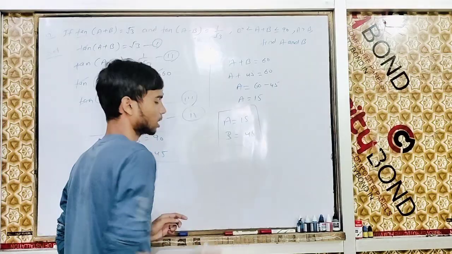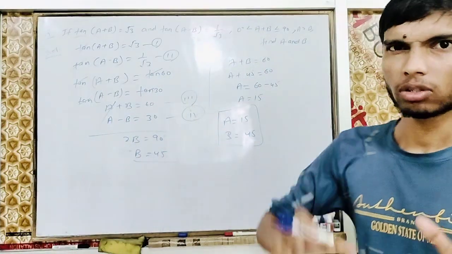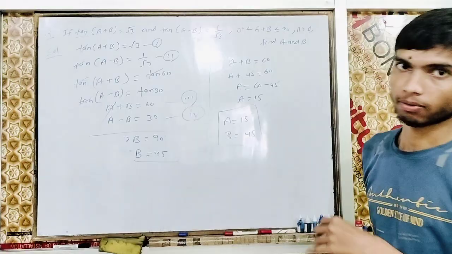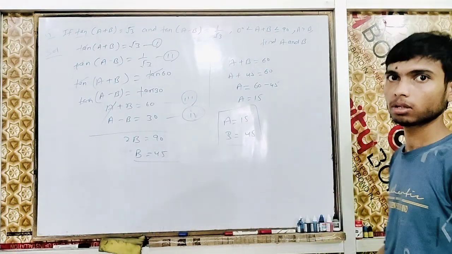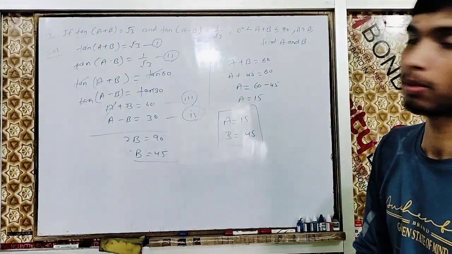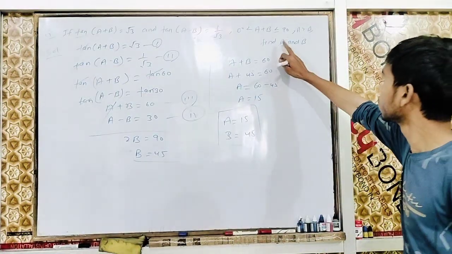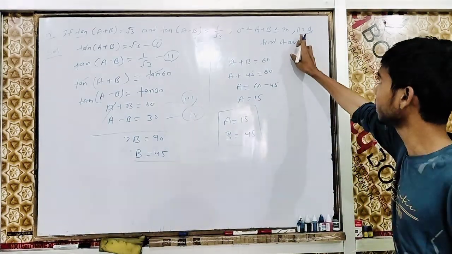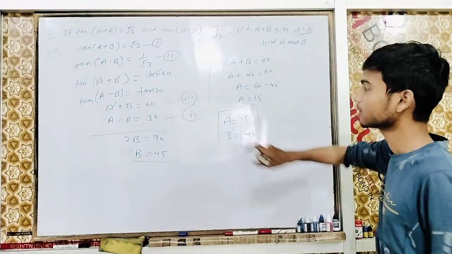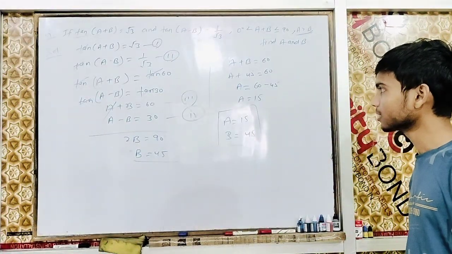Now is this following the condition that is given in the question? If yes, then we will say this is our answer. Here you can see b came as 45 and a is coming as 15. So look here, a should be greater, but here a is less.